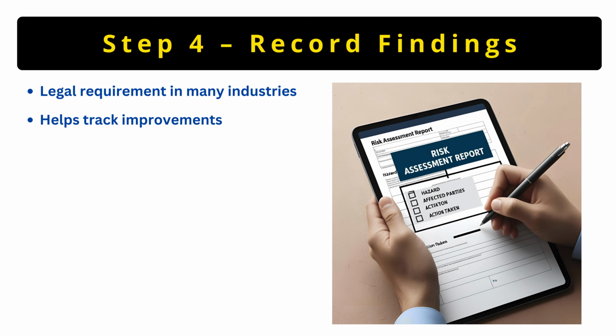Use a simple template to log the hazard. Example, unguarded machinery. Who's at risk. Example, assembly line workers. Controls implemented. Example, install safety shields. Date of review. This becomes your safety playbook for future audits or training.